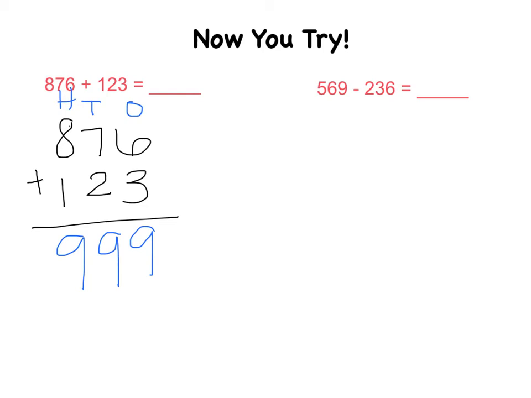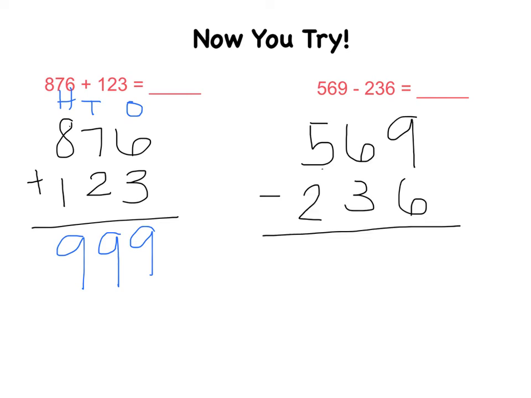Now let's try the subtraction equation. Go ahead and pause the video and rewrite the equation, 569 minus 236, lining up the hundreds, the tens, and the ones columns. If your equation looks like this, then you've done it right.